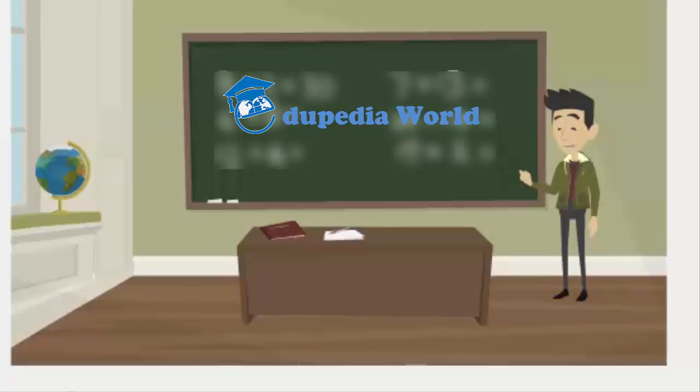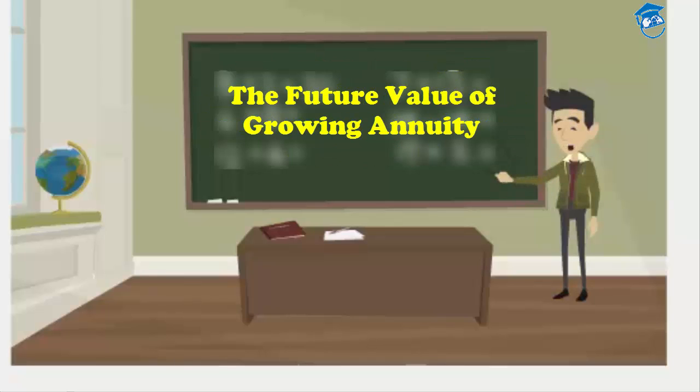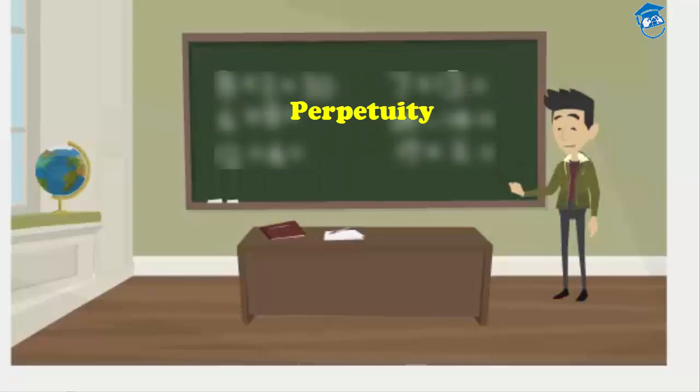So during our last discussion, we tried to understand the concept of the present value of growing annuities with the help of a numerical. Then we tried to derive the formula for the future value of growing annuities with the help of the present value of growing annuities formula. And then finally, towards the end, we started our discussion on perpetuities.